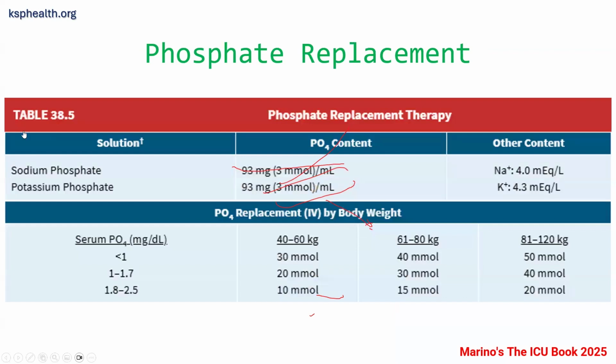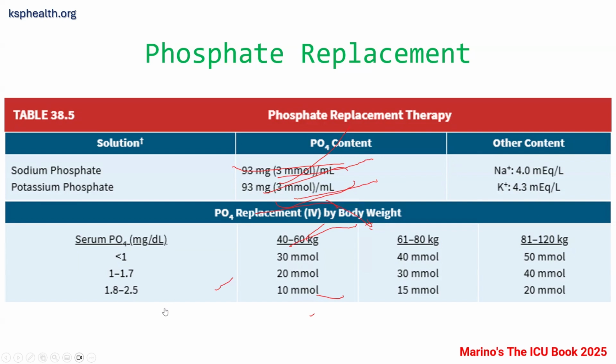So how do you treat? Sodium phosphate or potassium phosphate. There is one other thing available, not in the book, called Neutra-Phos. When the patient is tolerating it, or when they already have associated sodium and potassium issues, we use Neutra-Phos. In addition to replacing phosphate, it gives sodium level 4 and potassium 4.3.